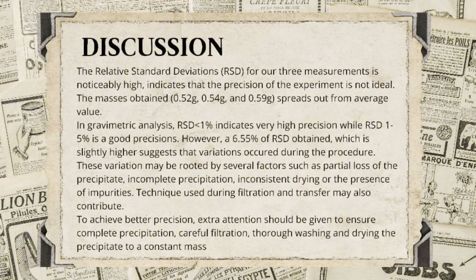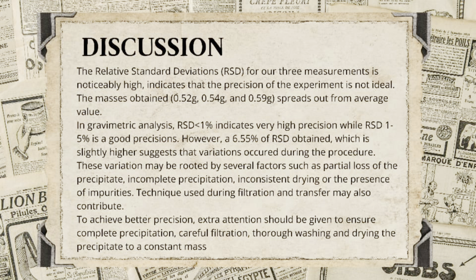In gravimetric analysis, a relative standard deviation less than 1% indicates very high precision, while a relative standard deviation of 1 to 5% is a good precision. However, the 6.55% relative standard deviation obtained, which is slightly higher, suggests that variations occurred during the procedure. This variation may be caused by several factors such as partial loss of the precipitate, incomplete precipitation, inconsistent drying, or the presence of impurities. Technique used during filtration and transfer may also contribute.